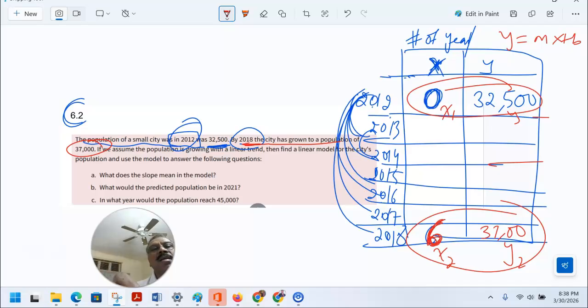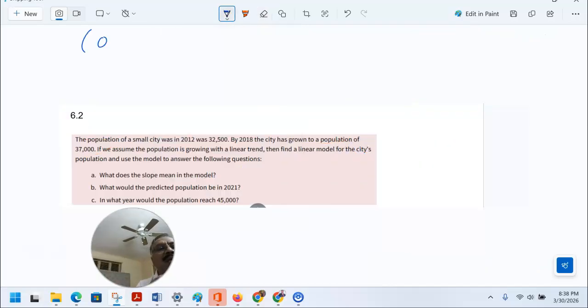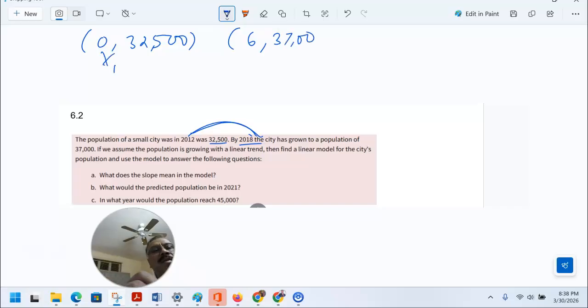We don't need the table. So let's clear this table and take only the points. The 2 points are: in year 0, that means 2012, the population was 32,500, and the second point is 6 years, because from 2012 to 2018 is 6 years, so it is 6, 37,000, correct? So this is x1.